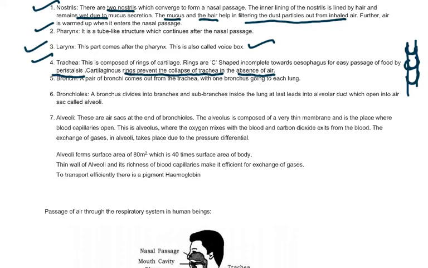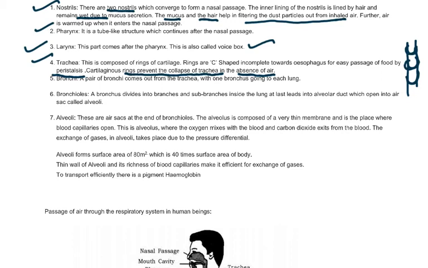So if the rings were complete, they would have given a hindrance to the contraction and expansion of the food pipe. To prevent that, the rings are incomplete on the posterior side, or you can say towards the food pipe. This is a very commonly asked question: why are these rings there, and why are they incomplete, not complete?